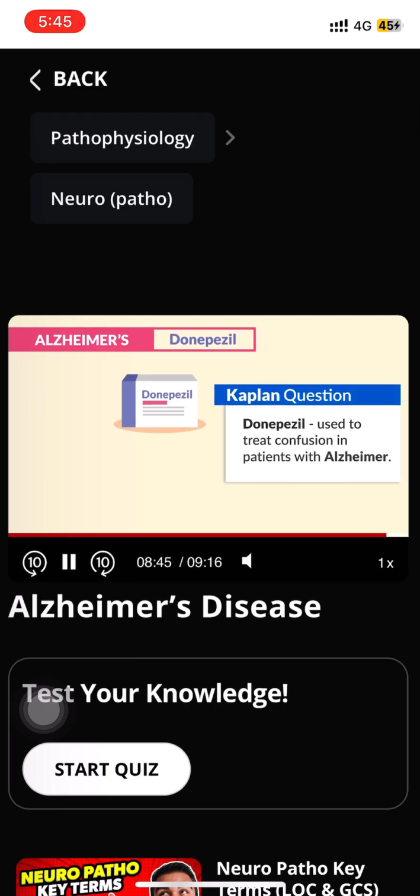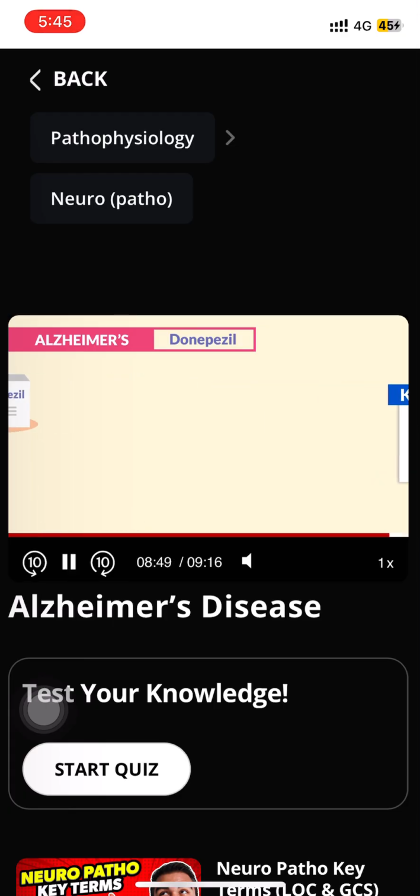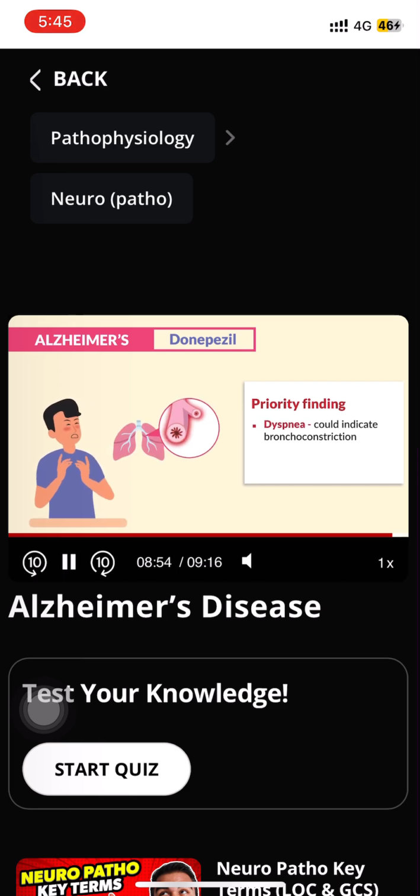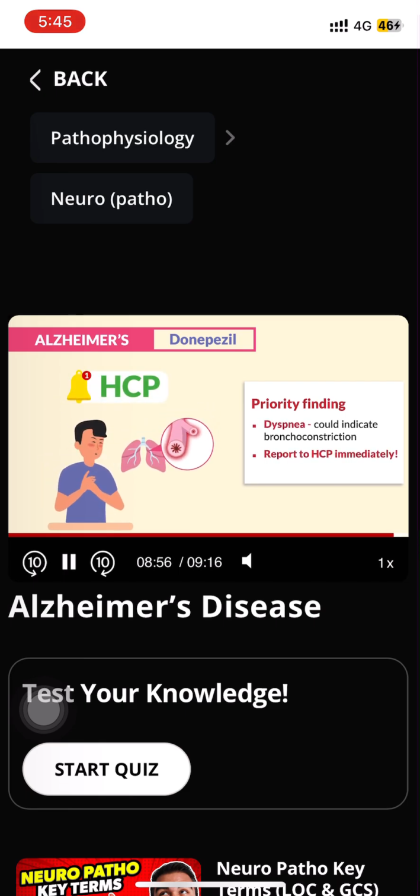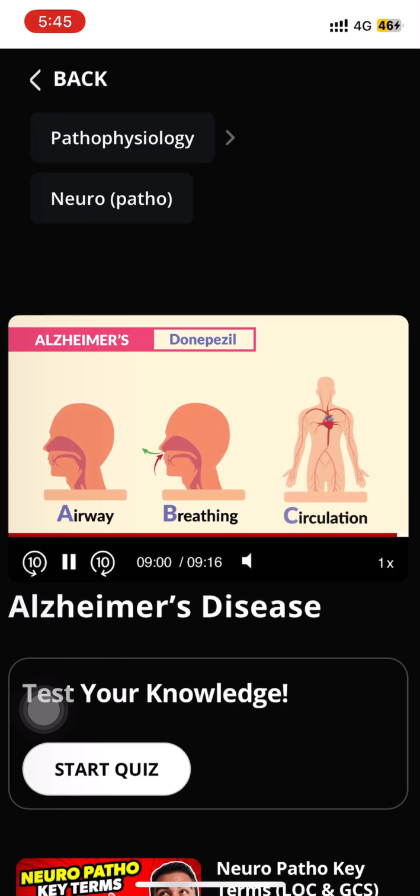Kaplan states donepezil is used to treat confusion in patients with Alzheimer's, and a priority finding to write down is dyspnea, which could indicate bronchoconstriction. So we must report this to the HCP immediately. Remember, the ABCs always come first: airway, breathing, and then circulation.